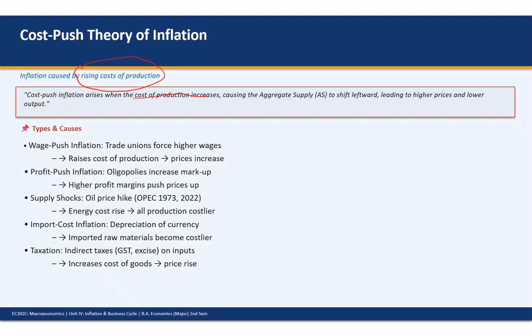This is why cost push inflation is often associated with stagflation. There are several causes of cost push inflation. One is wage push inflation. When trade unions ask for higher wages, firms pass the increased labor cost to the consumers through higher prices. Another cause is profit push inflation, where the oligopolistic firms increase their markup and raise prices to protect or expand their profits.